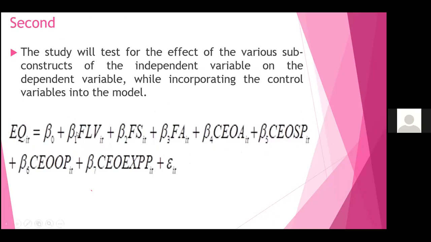So I'll have my control variables, the firm leverage, size, age, and CEO age. And then I bring in the sub-constructs of CEO power: the structure power, the ownership power, and the expert power, and of course the error term.